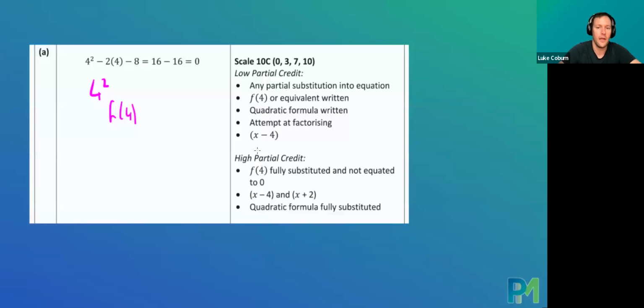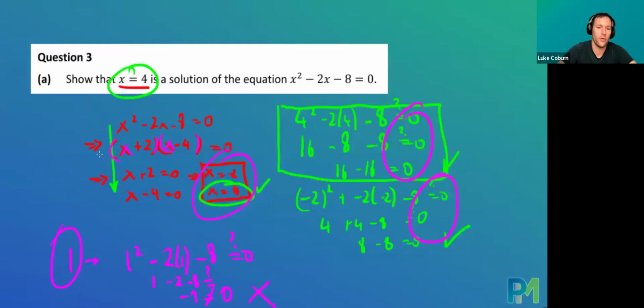Okay. Now to get the 7 marks out of 10, it's the full substitution. So you have to have done all of this, basically. So you have to do the full substitution, or you would have had to do this full factorization.